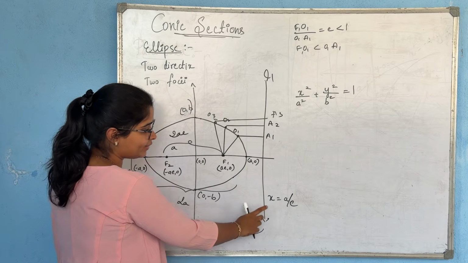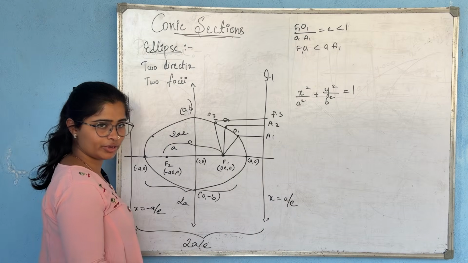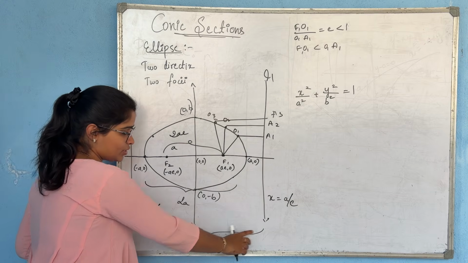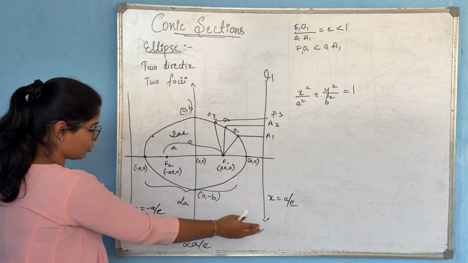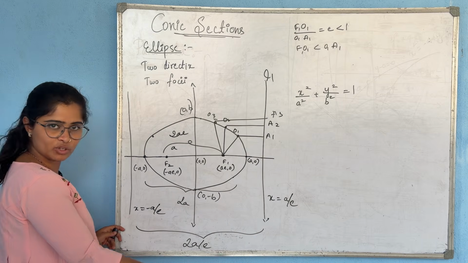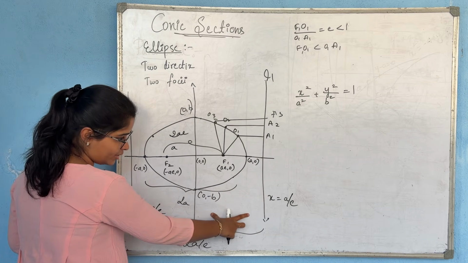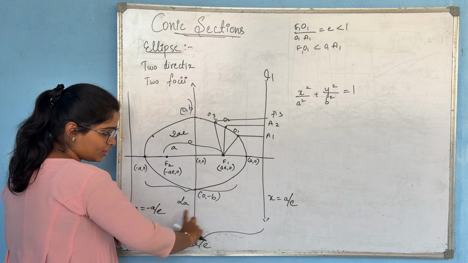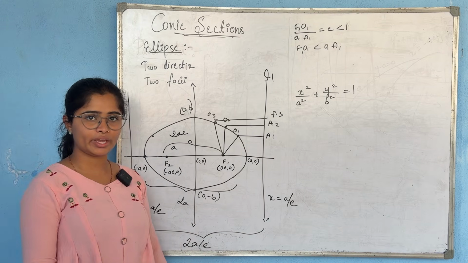The equation of directrix is actually given as x is equals to a by e and x is equals to minus a by e, and then the distance will be equals to 2 times of a by e, because the distance here is a by e and the same distance will be present here, and hence when you add these both distances, you will obtain 2a by e.